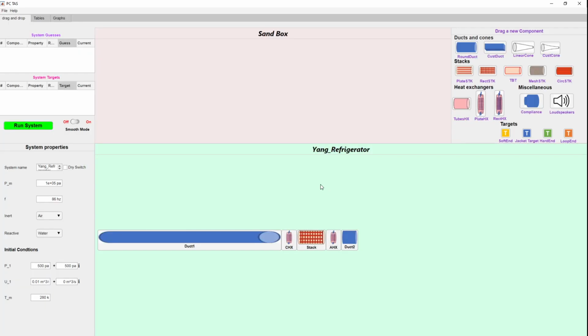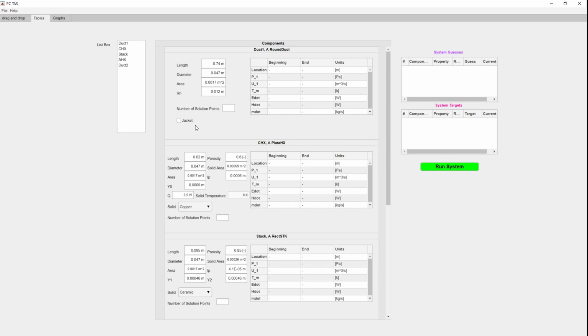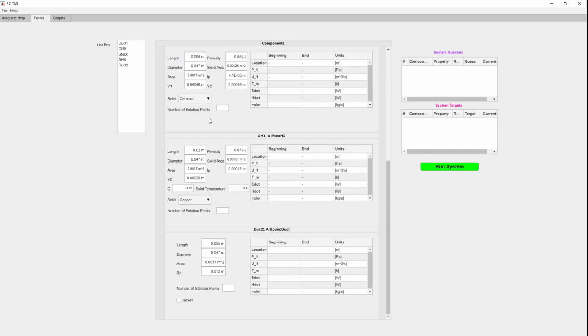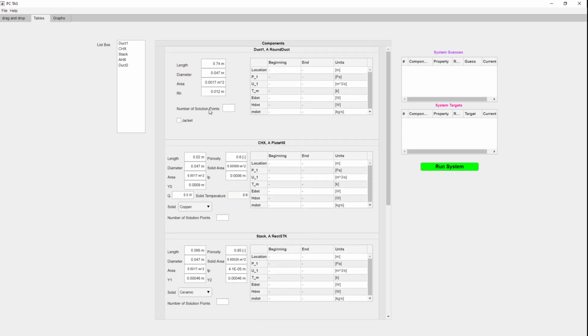One thing before running the system, I want to show you some additional properties. Some of the properties cannot be decided upon creation of the component, and you need to change them afterwards. First of all, we have the jackets. Ducts and cones and compliances all have jackets. The jacket essentially determines whether the component is insulated or in good contact with the environment. If it is insulated, the jacket should be off. If it is in good contact with the environment, the jacket should be on.